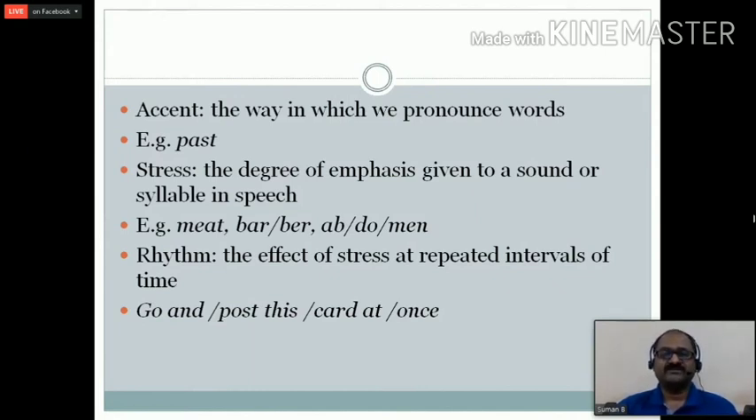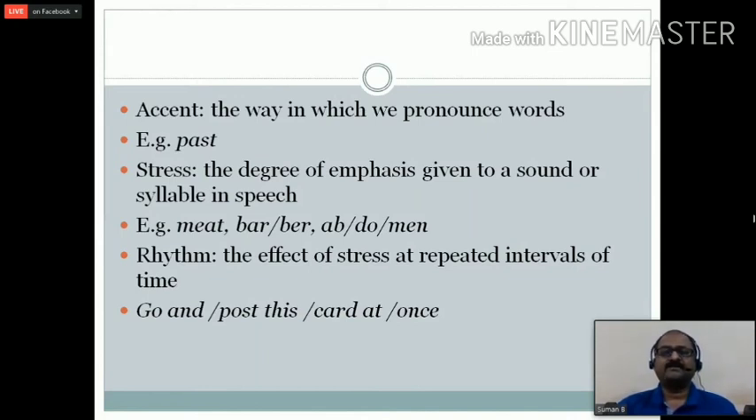Next is stress. Stress is the degree of emphasis given to a sound or a syllable in speech. So how much stress is given to a particular syllable in speech? Now, for example, if you take meat, there's only one syllable. So the stress is given at the beginning of the word. Now look at the next example, barber. Here we have two syllables, bar and ber.